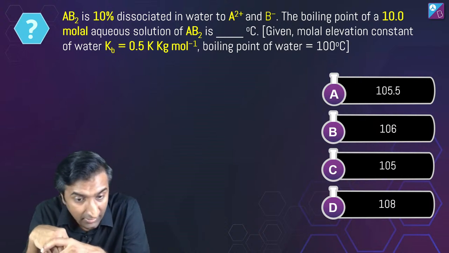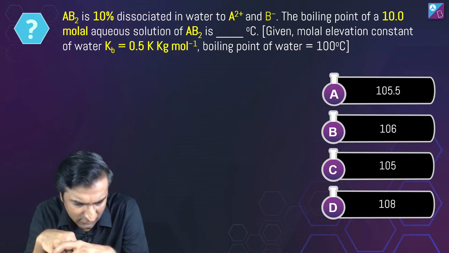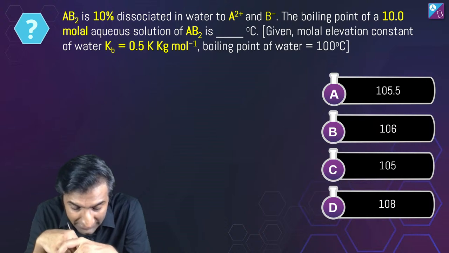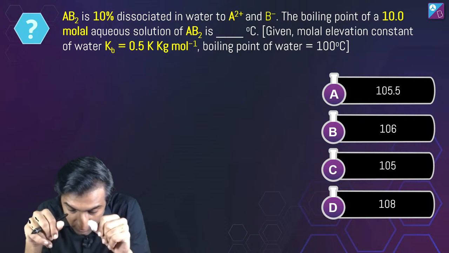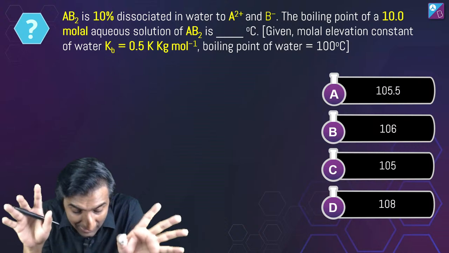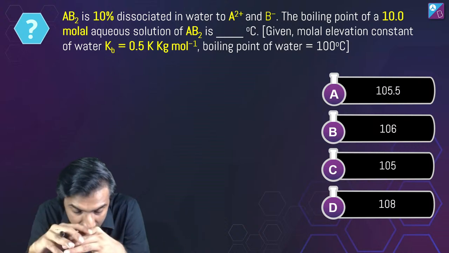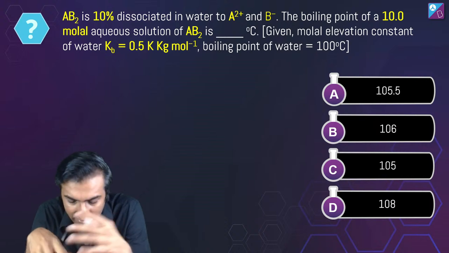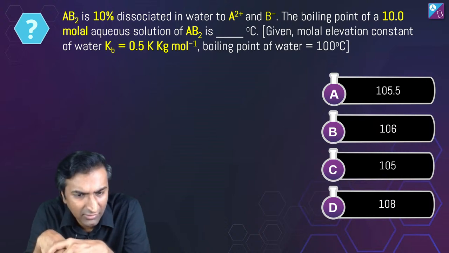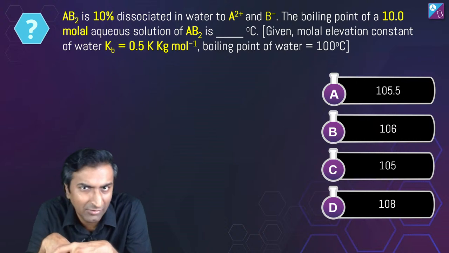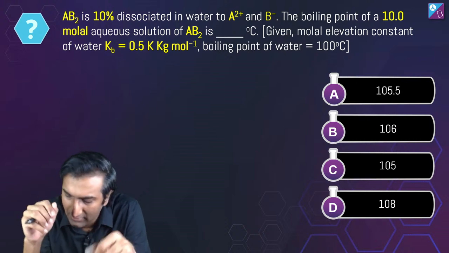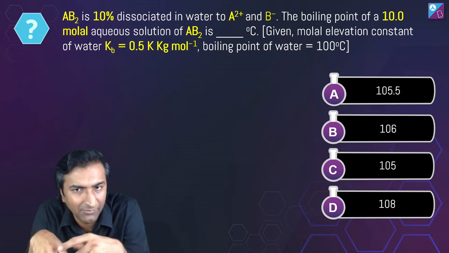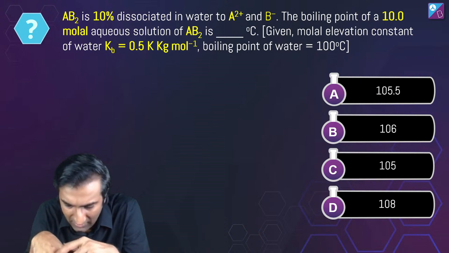Agla sawal dekhte hain. Vapor pressure does not depend on size of container. Yeah. Jaiswal, okay. AB2 is 10% dissociated in water. The boiling point of a 10 molar aqueous solution kya hai? Haan, dekho, Van't Hoff factor, Bhaskar ji maang rahe the. Aa gaya. Van't Hoff factor. Yeah. इसमें कम सवाल आते हैं, but in NEET at least, JEE में तो काफी आते हैं, but NEET में कम आते हैं, but फिर भी, I gave you one हल्का सा भारी वर्कअप टाइप सवाल, try करो इसको.